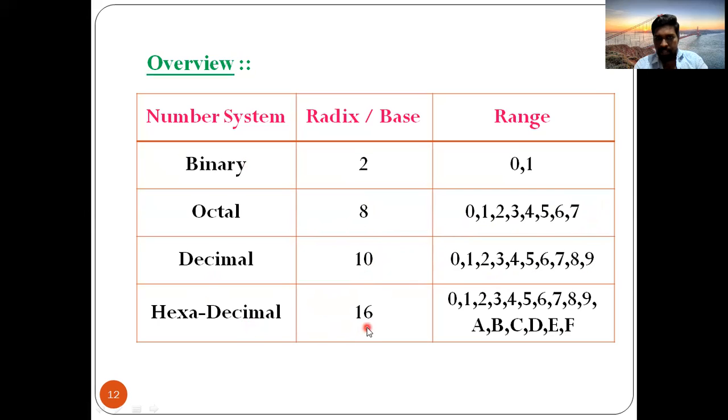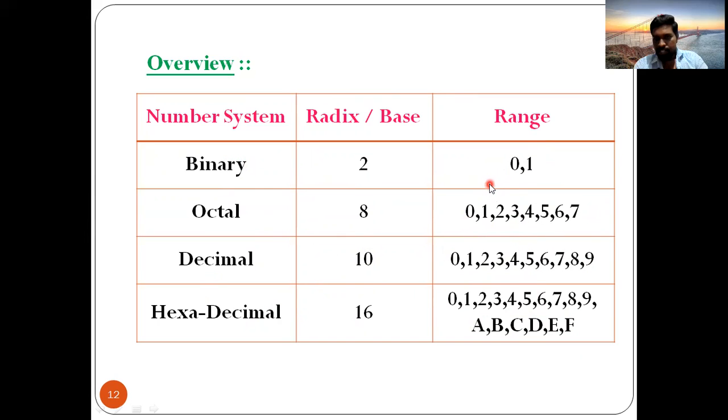And in hexadecimal, the base value is 16 and the range starts from 0 to F. F is nothing but 15. 10, 11, 12, 13, 14, 15. Remember, in hexadecimal, 2-digit numbers are indicated with alphabets. So this is the important information table. Please have a look at this. The base value of binary is 2, octal is 8, decimal is 10, hexadecimal is 16, and these are the ranges of the particular number systems.